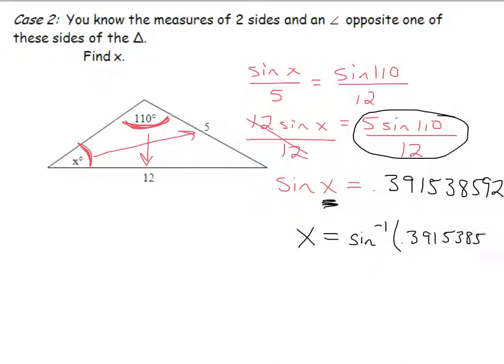If you have questions on this, make sure you ask your teacher so you get clarification on how to do it. So I did second and then put that answer in there, and I get x equals. Now, since it is an angle, I'm going to round to the nearest degree, so I'm going to get 23 degrees.